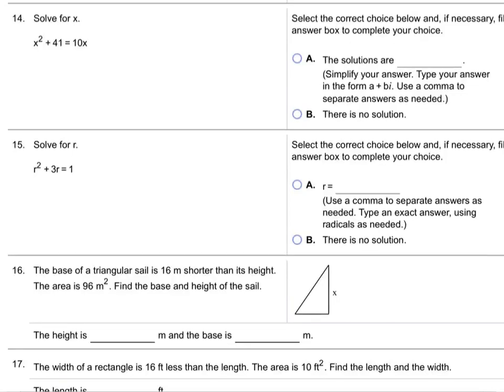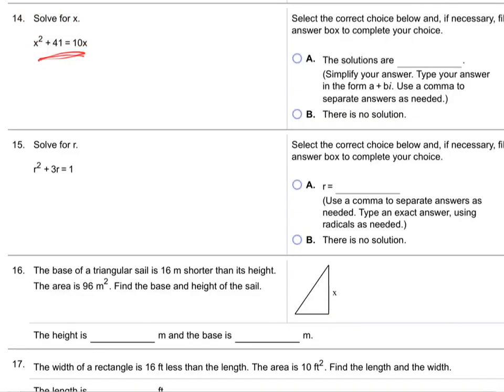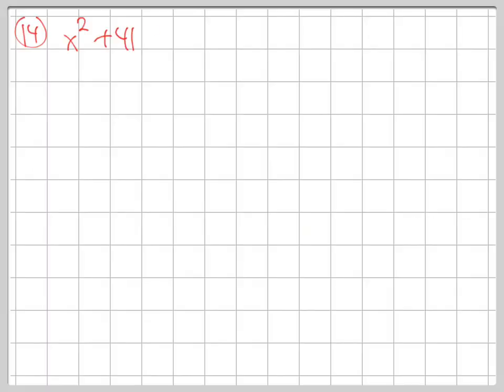Okay, here's practice exam 4, part 2. I'm supposed to solve this. So let's do that. Number 14, x squared plus 41 is 10x. Remember the x squared, write it over here, x squared with an equal sign.